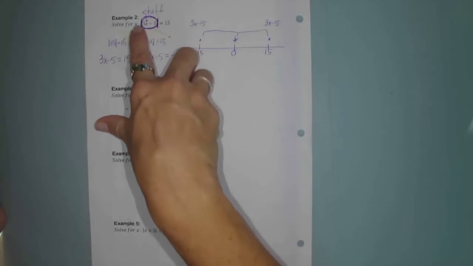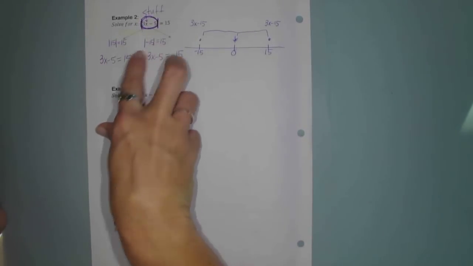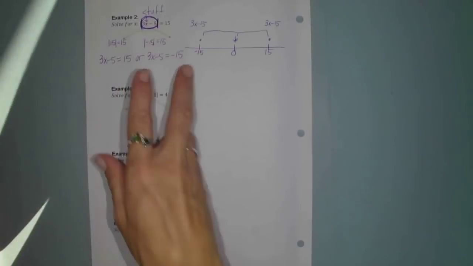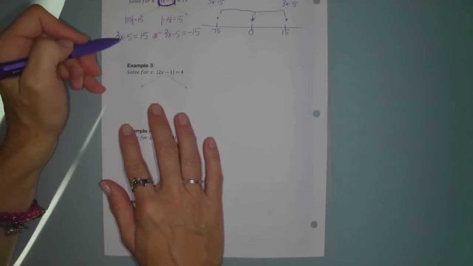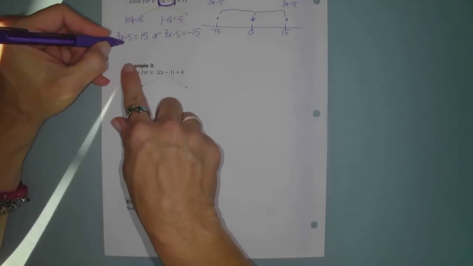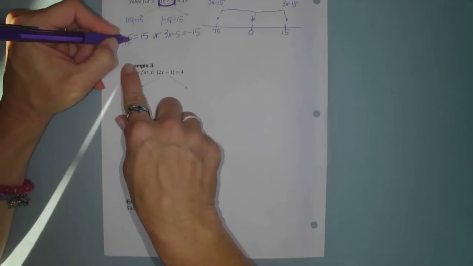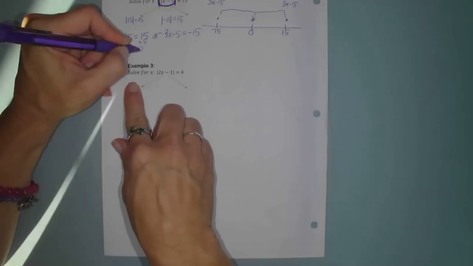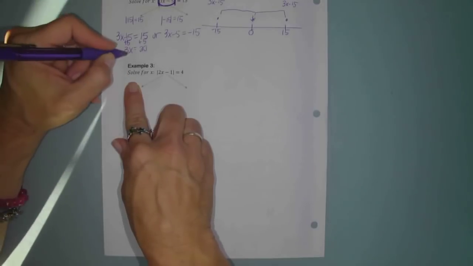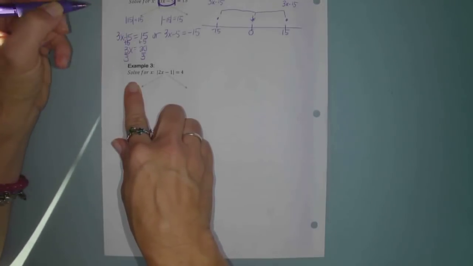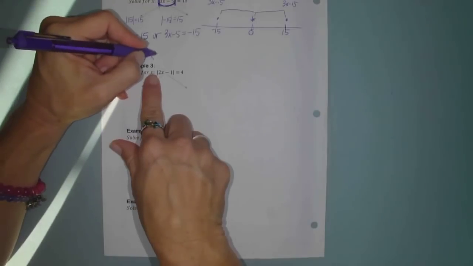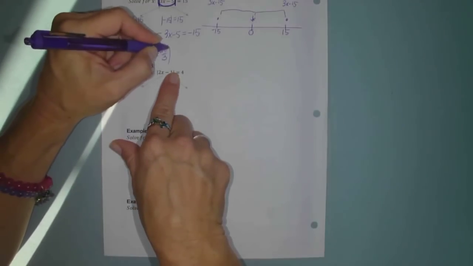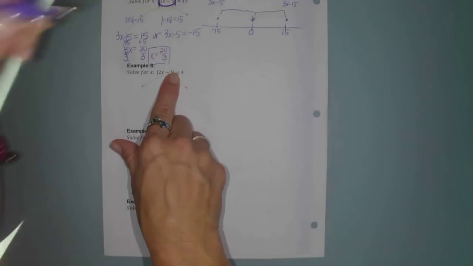So guessing and checking could take us a while. But if we know that this stuff has to be 15 or negative 15, then we can set up the equations and just get it done much faster. So to solve this guy, I'm going to add 5 to both sides. So 3x equals 20. And I'm going to divide by 3. And that's going to give me x equals 20 thirds. That's one of my answers.